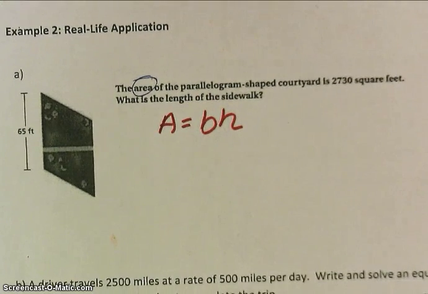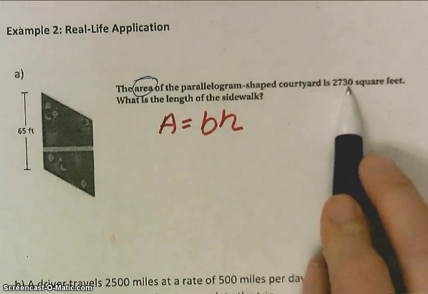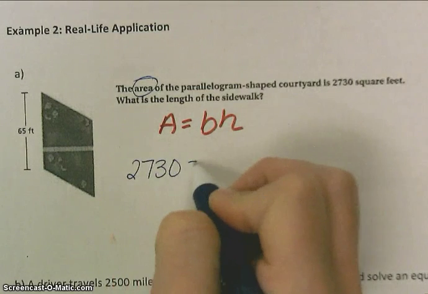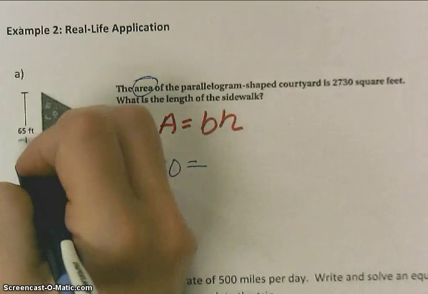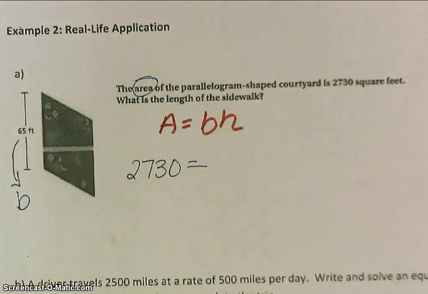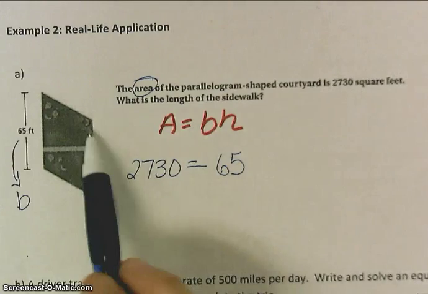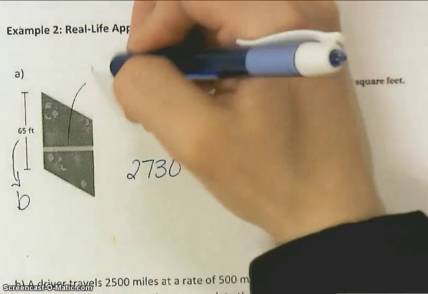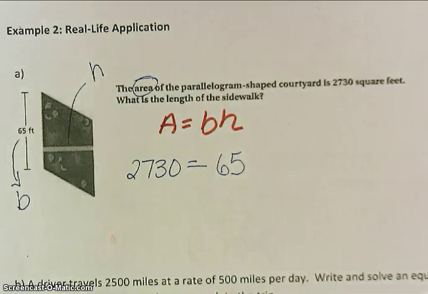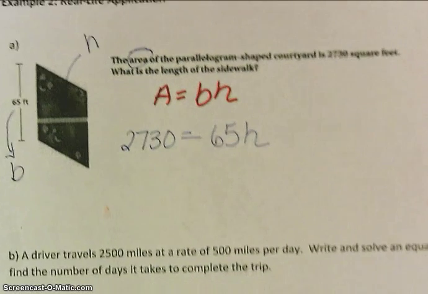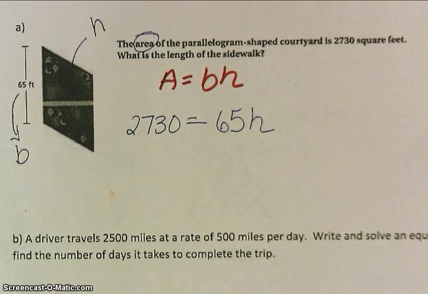So, well, I know the area, which is 2,730 square feet. I'm going to plug that in there. I know the base, which is 65 feet. What I don't know is the height, because that is my sidewalk. So that's the equation you need to set up. Go ahead and solve it, and we'll go over that when you come in here tomorrow.